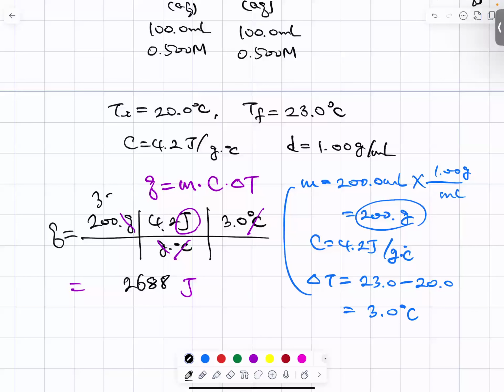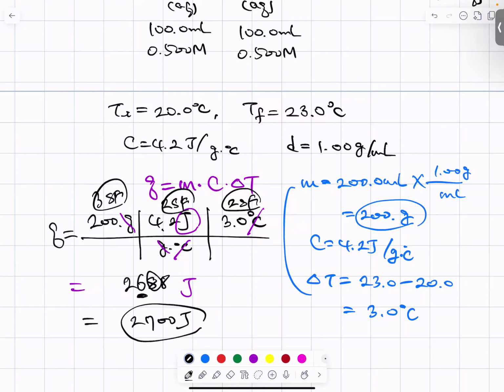200 has 3 sig figs, and 4.2 has 2 sig figs. So let's represent with 2 sig figs. So 2 and 6, and from 8, let's round up. So this one is 2,700 joules. That will be our final answer.